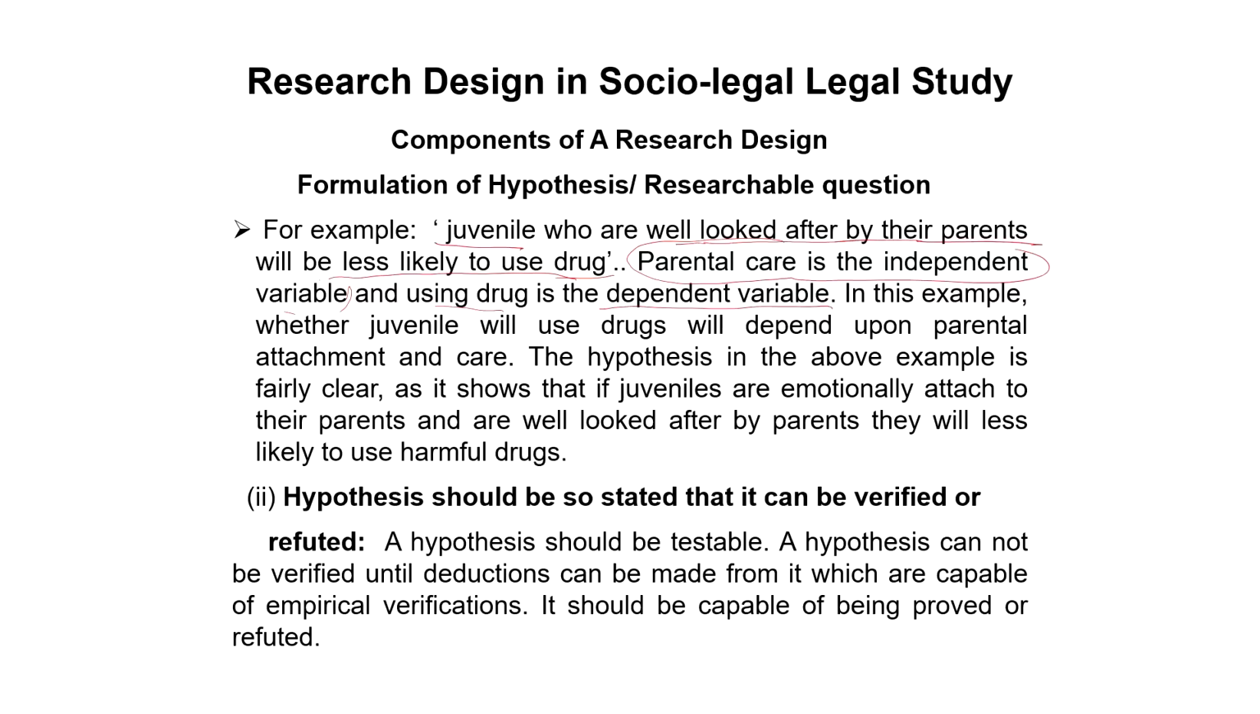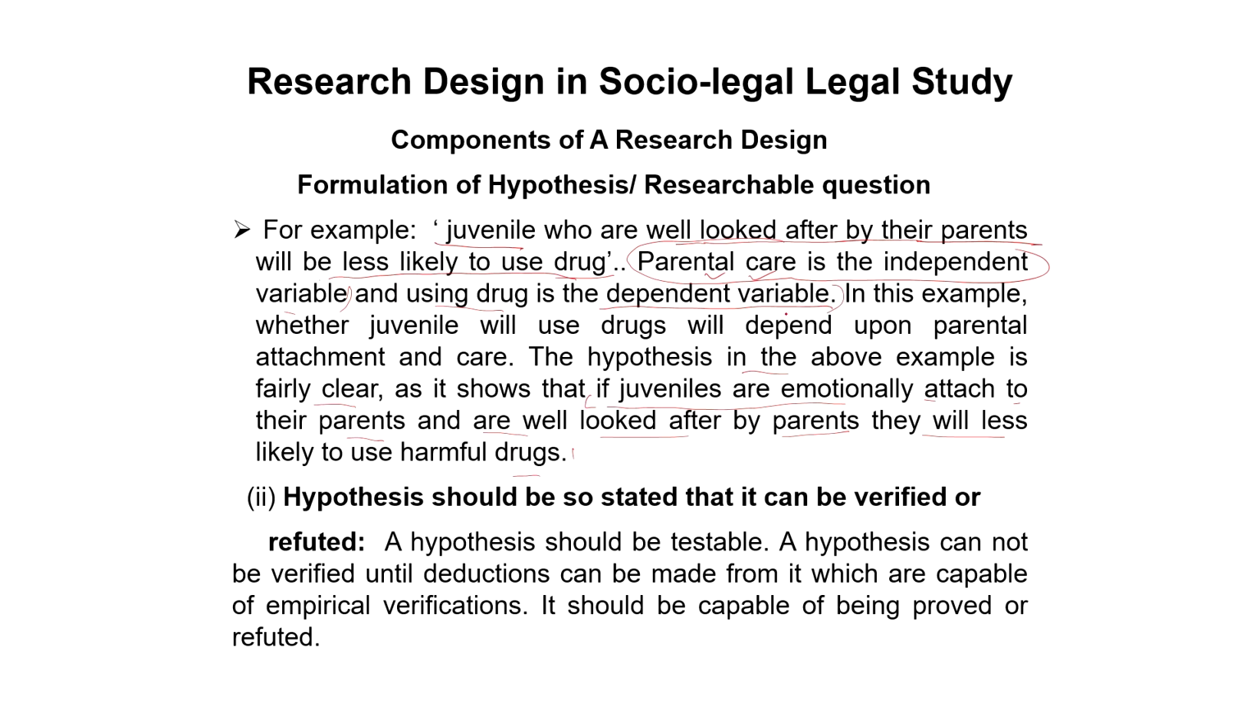So, what does it mean? Parental care is the independent variable, and taking drugs depends upon the behavior and attachment of the child with the parental care. So, the hypothesis in this example is very much clear. Why? Because it shows that if juveniles are emotionally attached to their parents, if they are well looked after by the parents, they will be less likely to use harmful drugs. So, in this example, parental care is the independent variable and using drugs is the dependent variable.